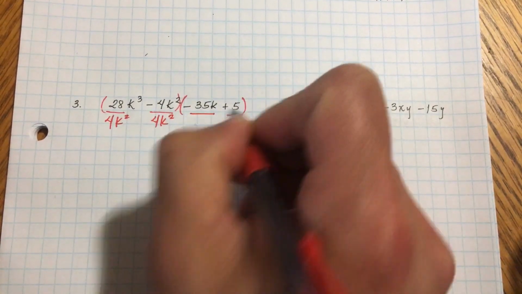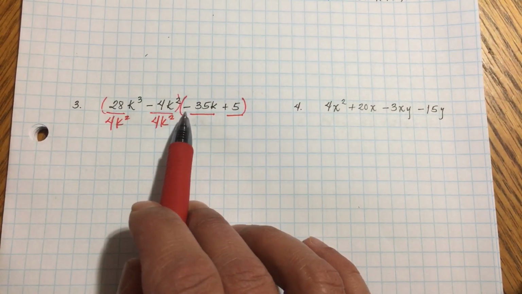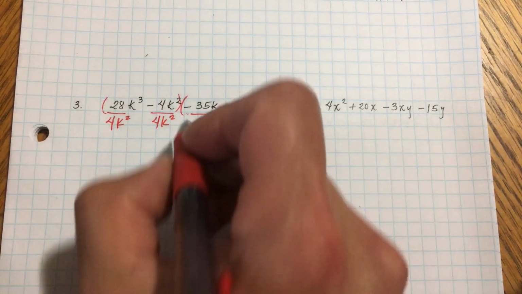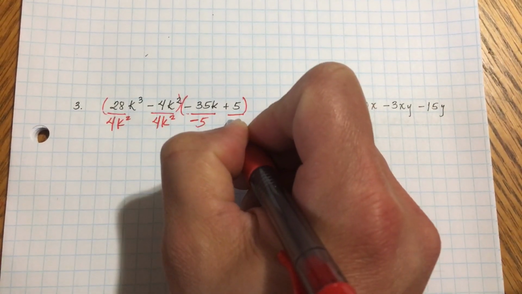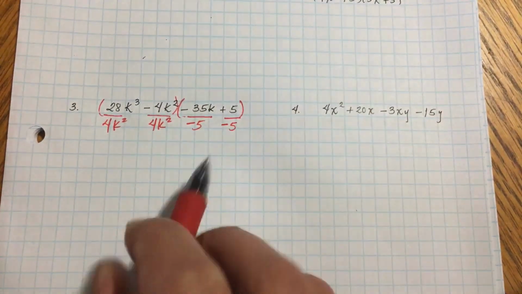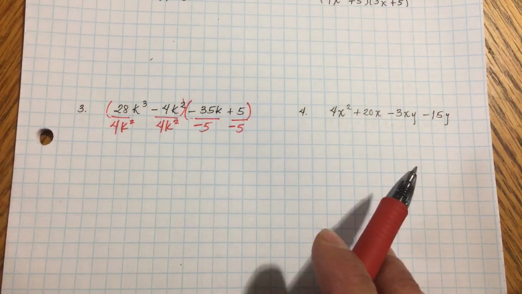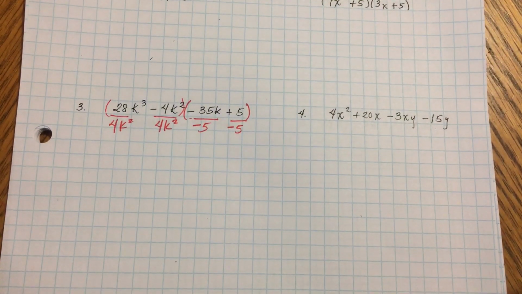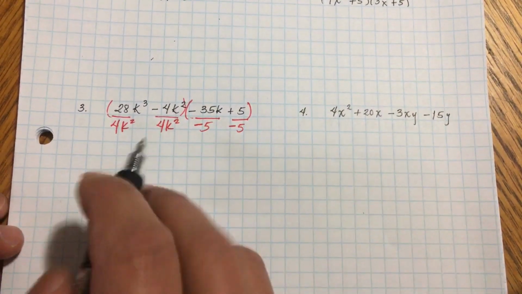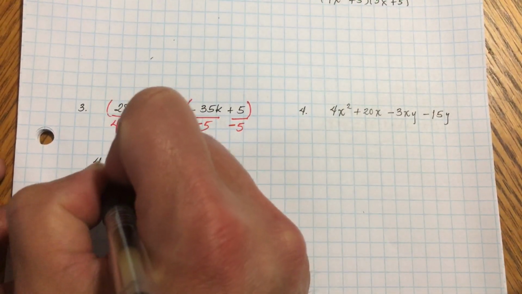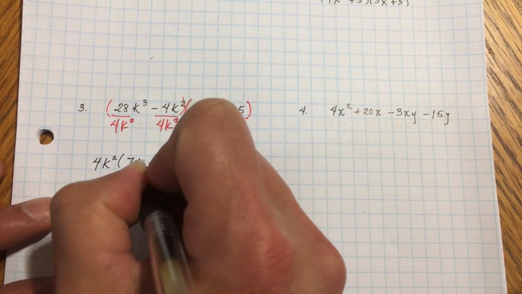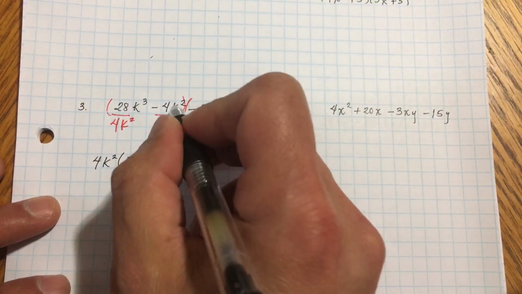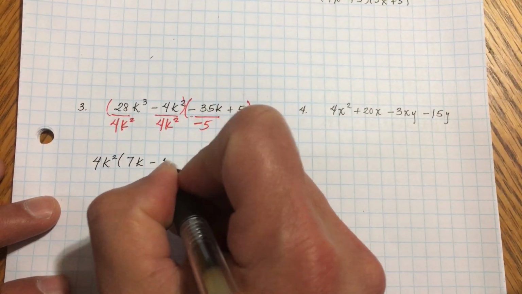Now we go into the next one. Now, if you notice here, this negative, factor out that negative as well, because that's going to make your life a lot easier. So negative what? Negative 5. So that means on this side, you're also going to have to factor a negative. And that's going to help you as you factor. So 4k squared goes on the outside. And then 28 divided by 4 is 7. And then over here, 4k squared over 4k squared, that's a 1.